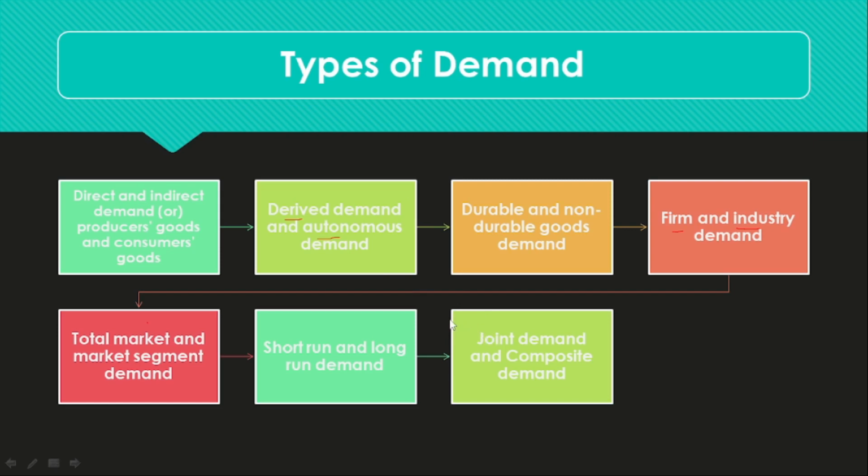So the products which are required jointly, meaning two products have to be used together, that becomes a joint demand, like the demand for the fuel and the car, you can say it's a joint demand.